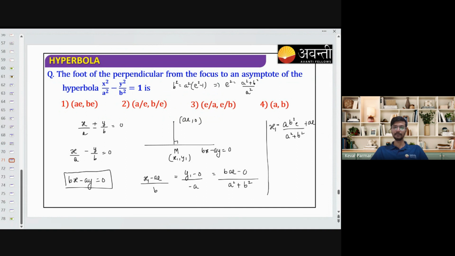So what will be a square plus b square? A square plus b square will be a square e square. So a b square e upon a square e square plus a. So I think one of the a will get cancelled, one of the e will get cancelled. This will be equal to (b square plus a square e square) upon a square e square. What is a square e square? A square e square is a square plus b square.